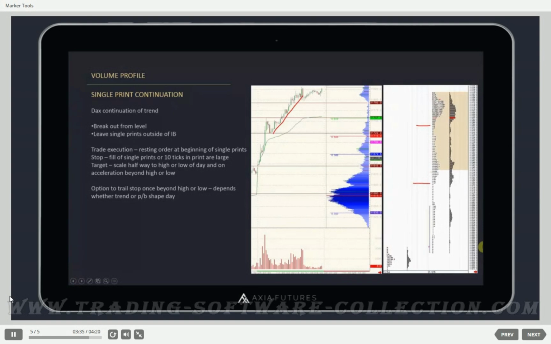If it is a trend day establishing, what it means is you don't get caught up trying to buy every little flag, every little attempt at a breakout, particularly once you start getting into the grinding trend phase of the day, which does get a little bit more difficult. So there's your single print continuation, one of my favorite trades.